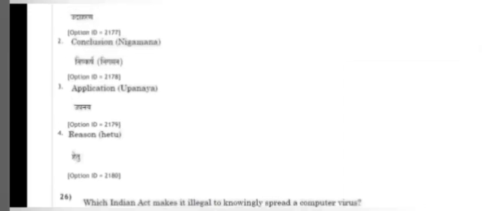Next is, in Nyaya syllogism, all the three terms are synthesized in which of the following steps of the inferential process? Example: Udaharana; conclusion: Nigamana; application: Upanaya; reason: Hetu. So it will be conclusion, Nigamana, Upanaya.